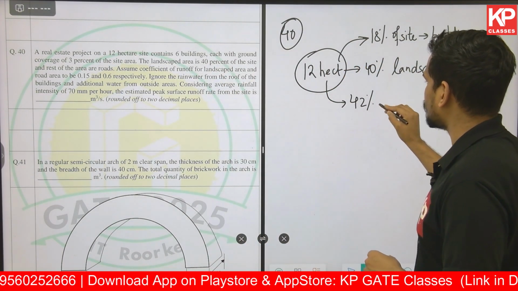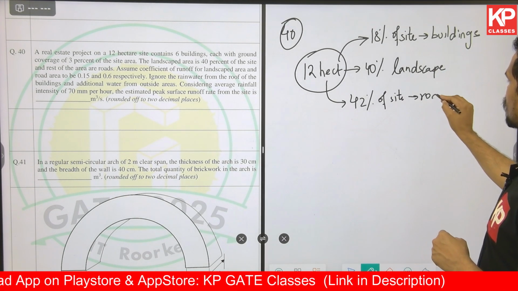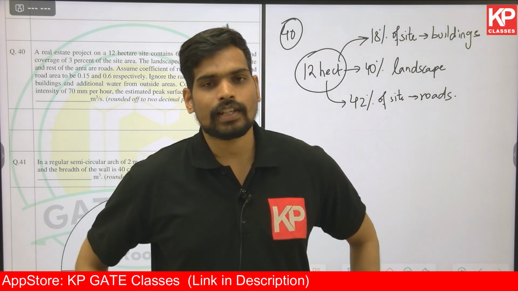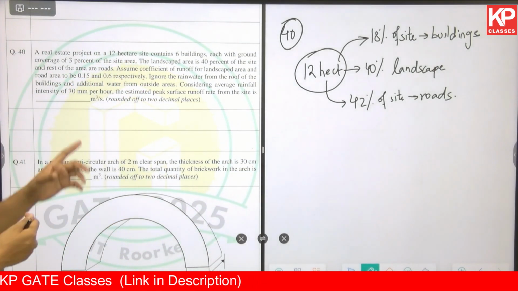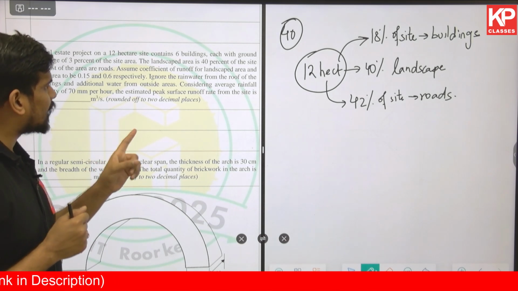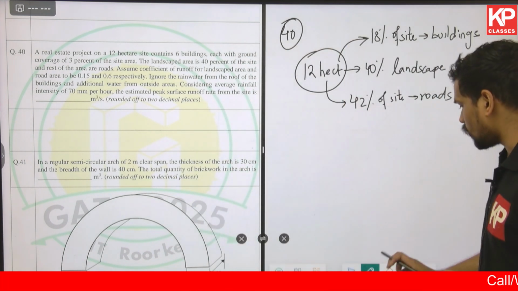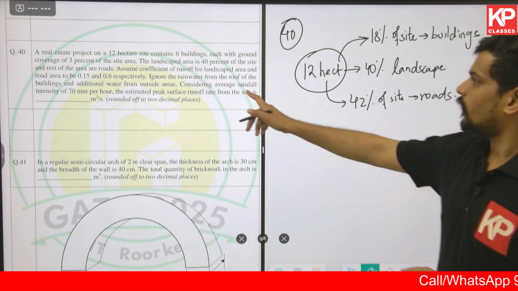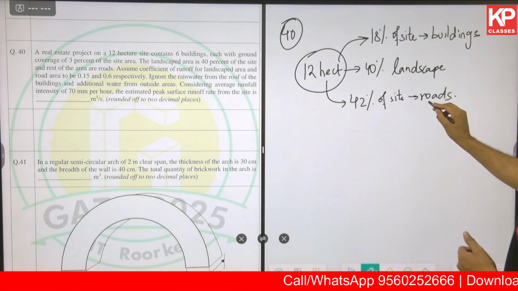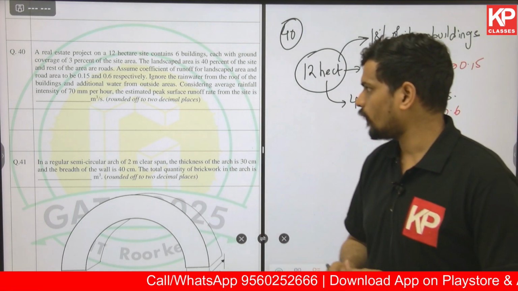They're saying 42% of the site is covered by the roads. These are the 3 types of ground cover, or 3 types of surface runoff, you will have in this question. Furthermore, it is given, assume the coefficient of runoff for landscape area and roads are 0.15 and 0.6 respectively. Let me write down the runoff coefficient values over here. For landscape it is 0.15 and for roads it is 0.6. These are the runoff coefficients given.